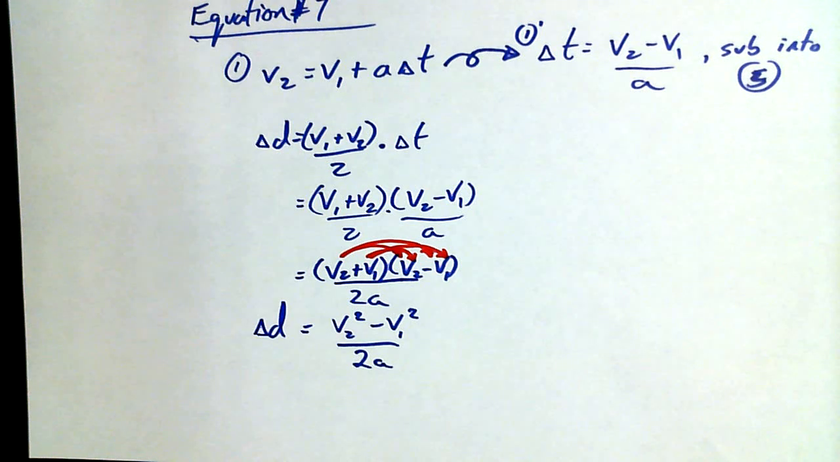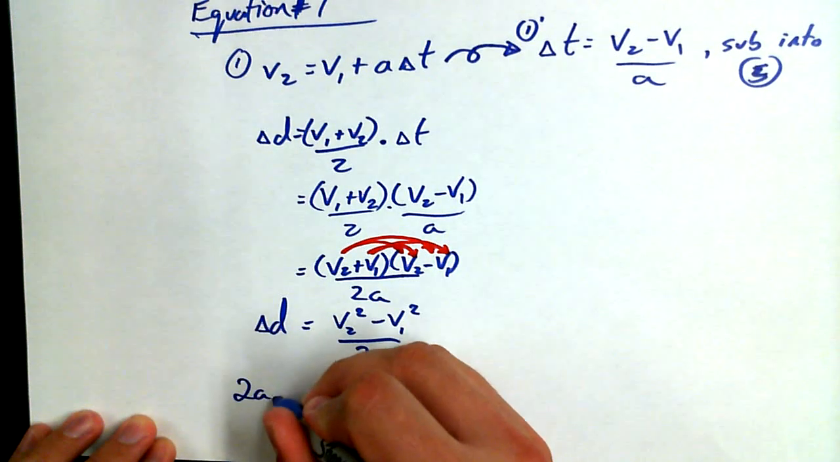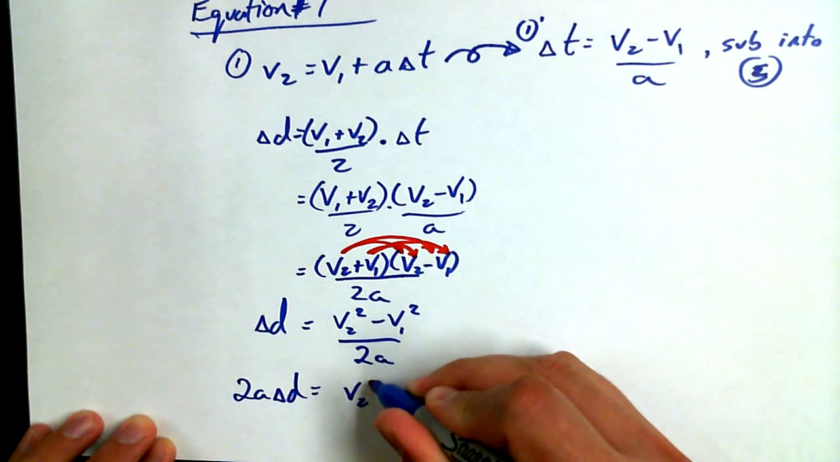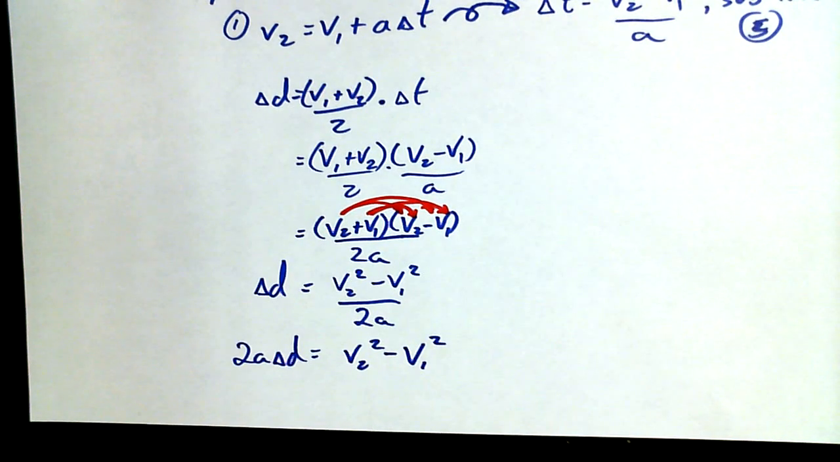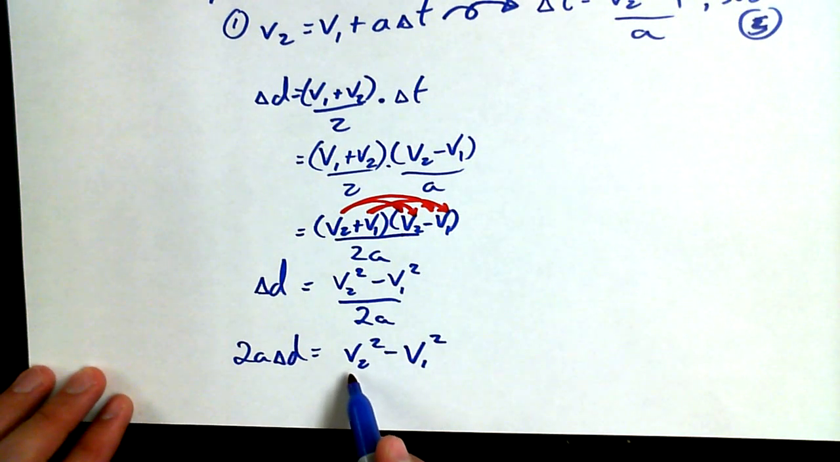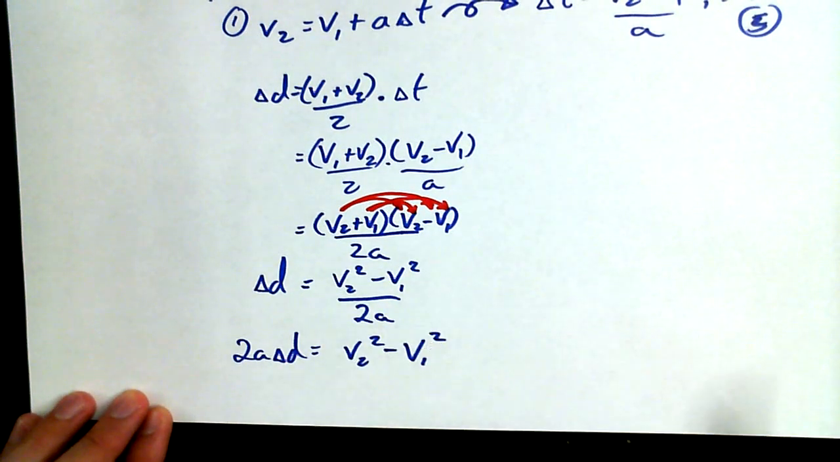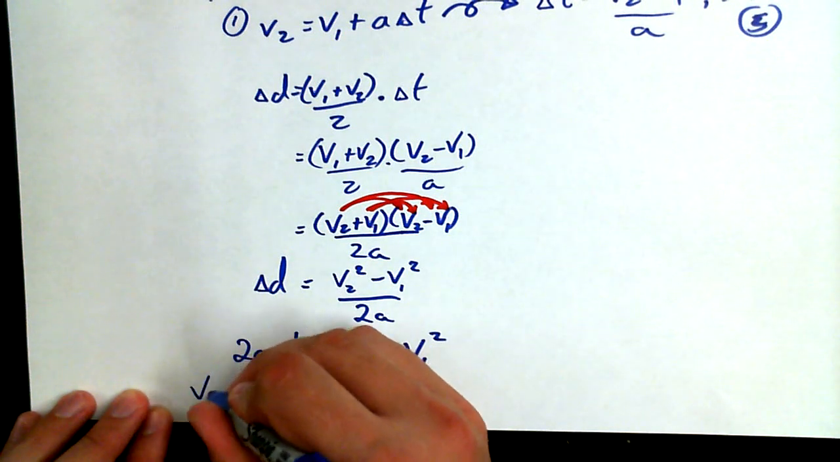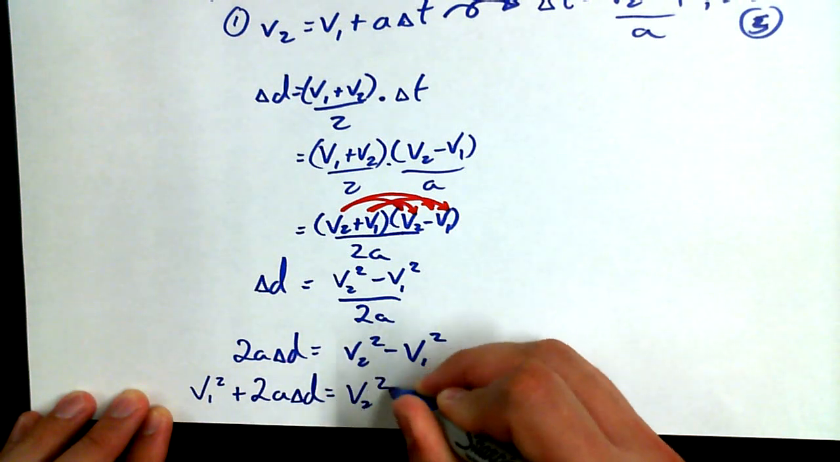Now, most people don't like to leave these types of equations with a denominator if they can avoid it. So let's bring the 2a over to the other side. We're going to multiply both sides by 2a, and you end up getting 2a times delta D equals v2 squared minus v1 squared. And again, many people like to get one variable only on one side of the equal sign. In this case, they like to have the positive one, so it's going to be v2, not the negative one, which is the v1. So we take the negative v1 squared over to the other side, add v1 squared to each side. We get v1 squared plus 2a delta d equals v2 squared.